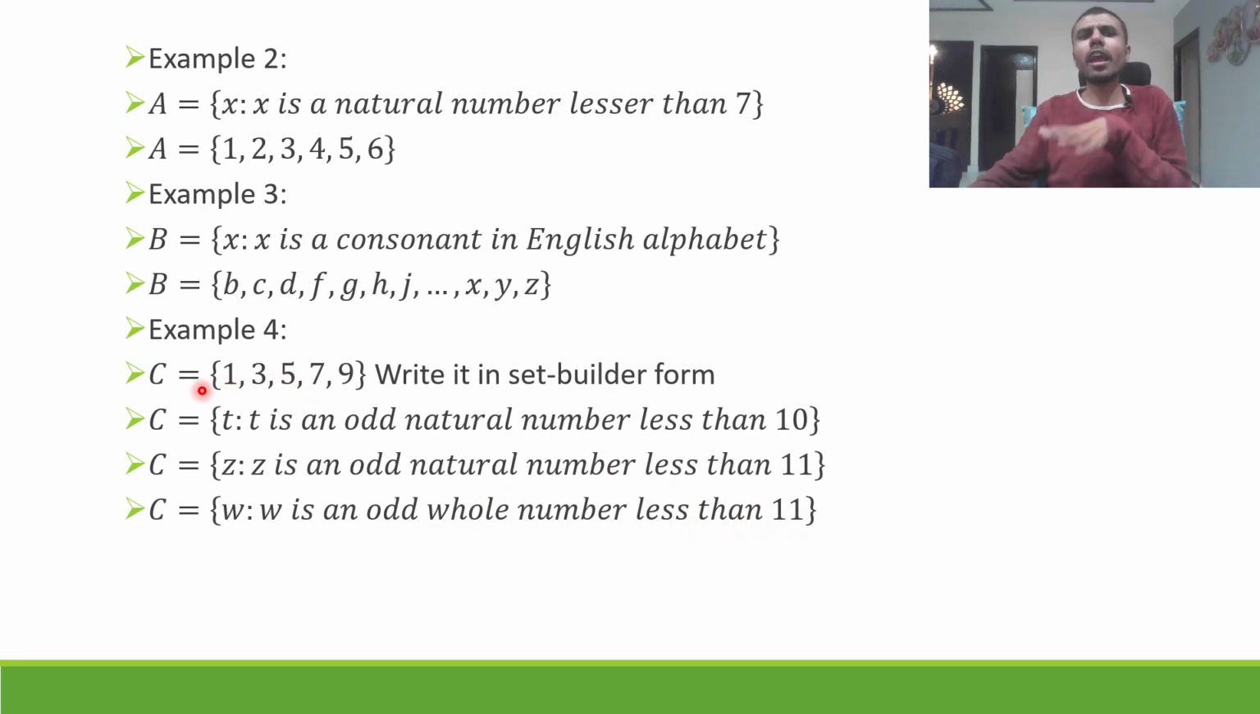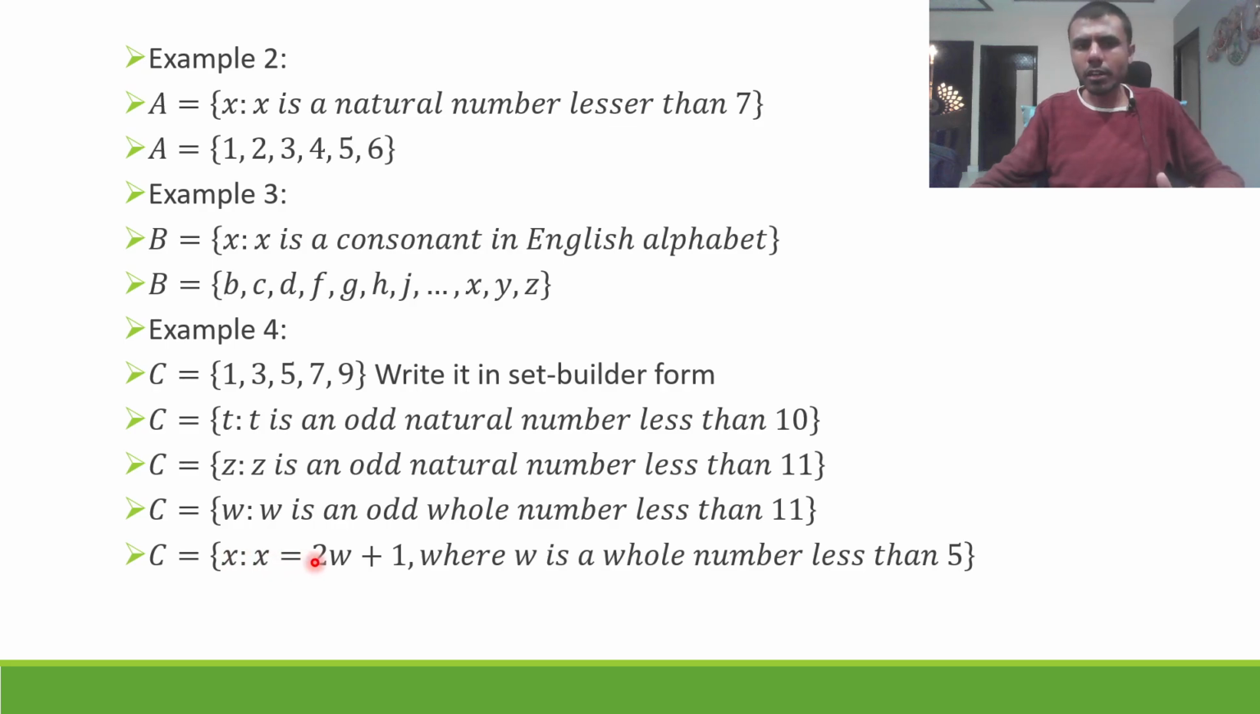So you see the same roster form can be written in so many set builder forms. Again, you can also write it as x such that x is equal to 2w plus 1, where w is a whole number less than 5. Now what does it mean? W is a whole number less than 5, so w will be 0, 1, 2, 3, 4. Bingo! So now if you put w as 0, you'll get 1. Next, w as 1, then 2 into 1 plus 1, that's 3. So it will cover this set.